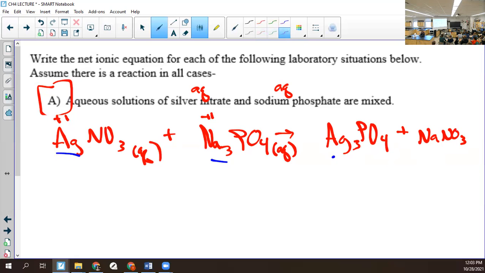Now, quick discussion with your partner, super quick. Which one do you think is the precipitate and why? I feel like it would be sodium nitrate because Ag doesn't react with. Wait, no. So you think NaNO3?